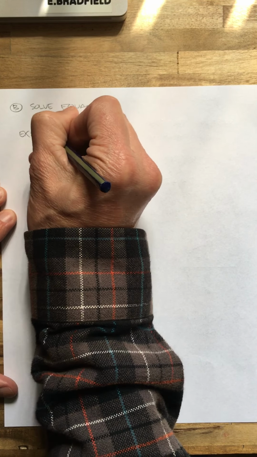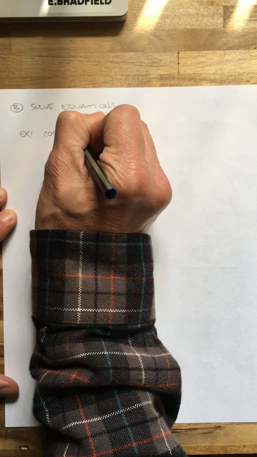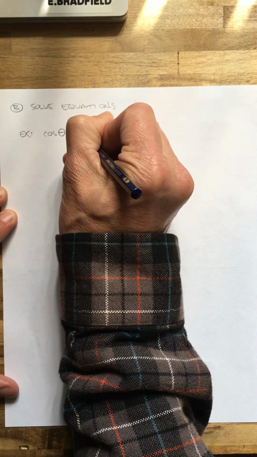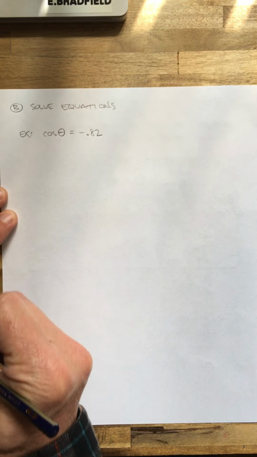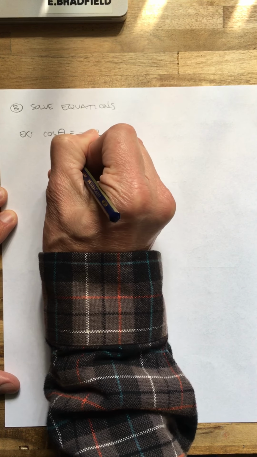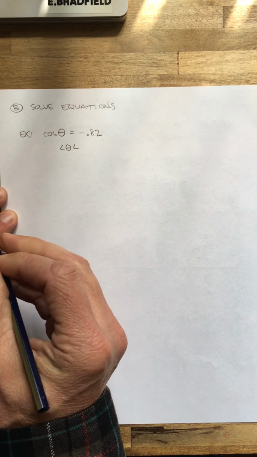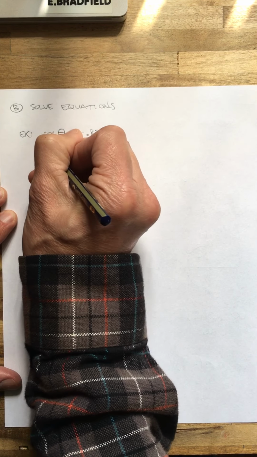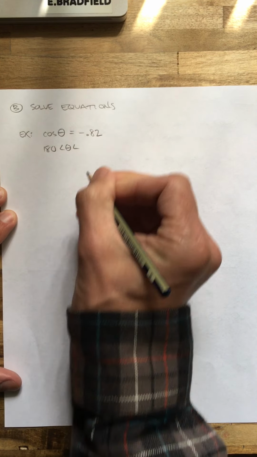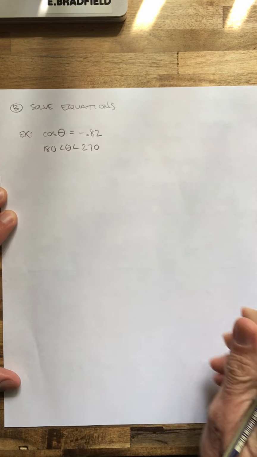How about the cosine of theta is equal to negative 0.82, and we want our theta to be in between 180 degrees and 270 degrees, okay?